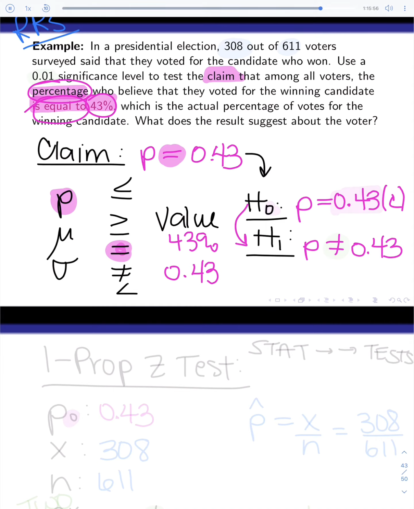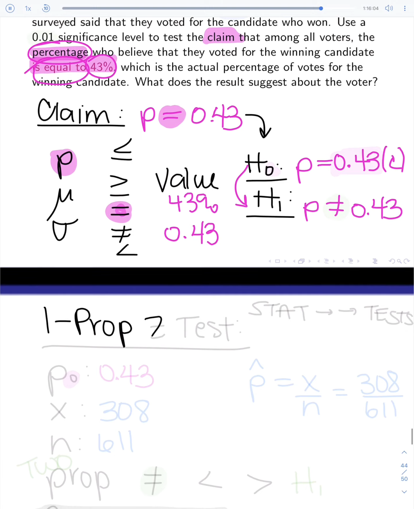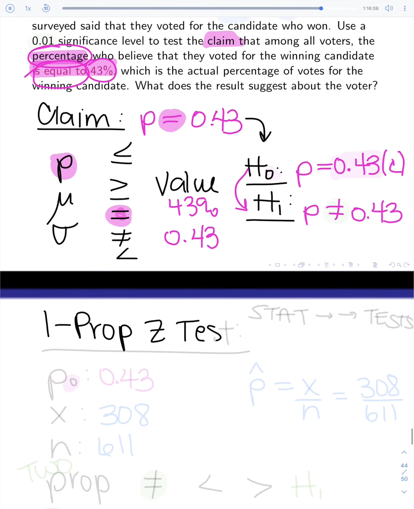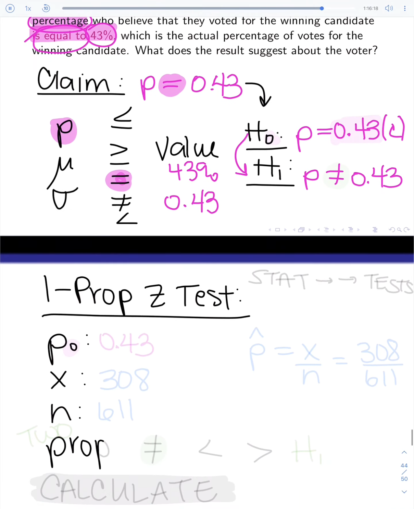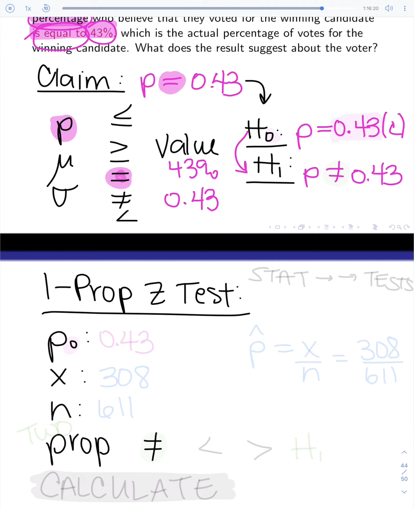Now, just like before, we'd run our calculator test, the 1-PropZTest, because we're testing a proportion. So 1-PropZTest, because we're doing a hypothesis test. Int is only used if we're doing a confidence interval. And we start with our p0. It'll ask for an x, an n, and with our proportion, they want our symbol: not equal to, less than, or greater than, and then we'll have our option to calculate.